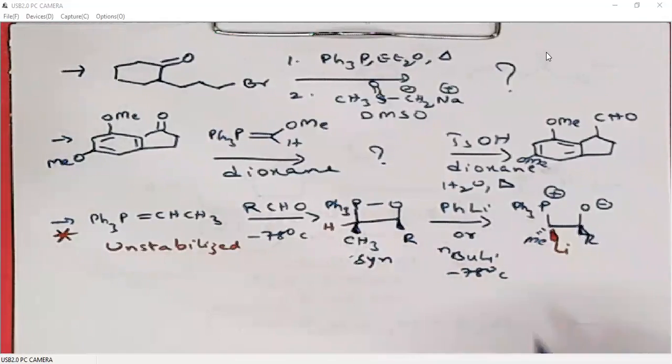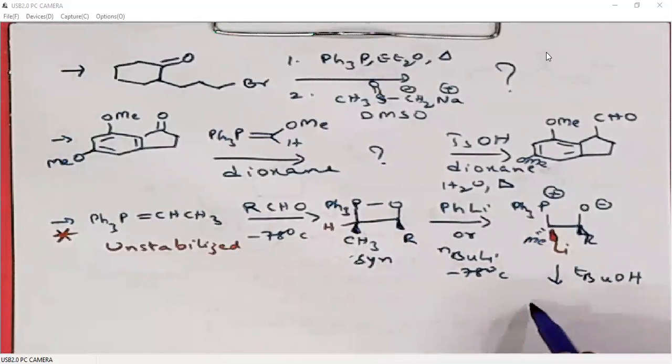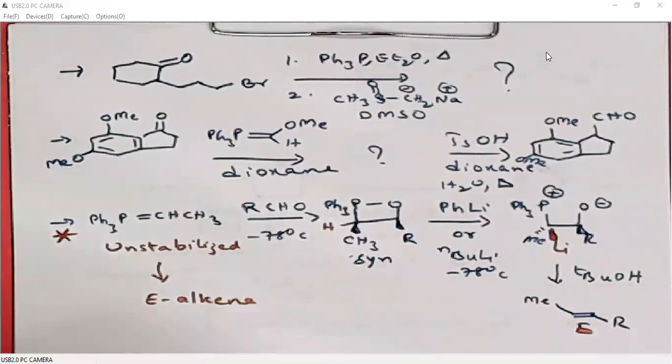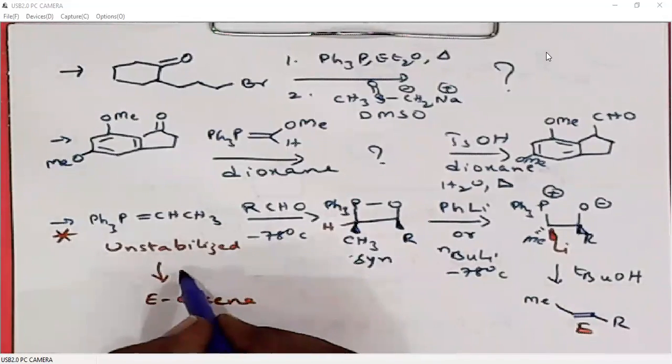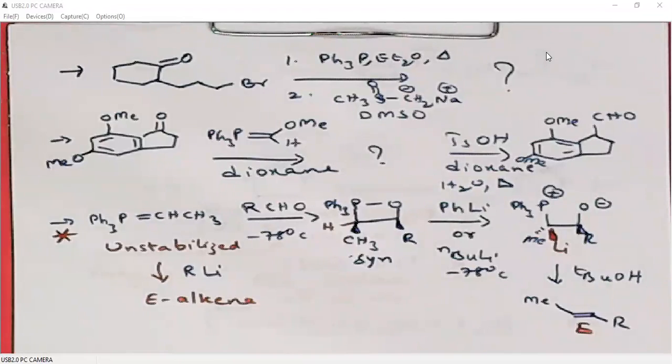Then we will treat this with tertiary butanol, so that the anion will be quenched, and the Wittig will generate the E double bond. So from an unstabilized Wittig, if you want the E alkene, what we need to do is add an alkyl lithium reagent. Then we can get the E alkene from an unstabilized Wittig.